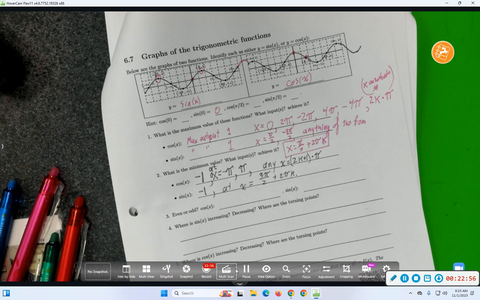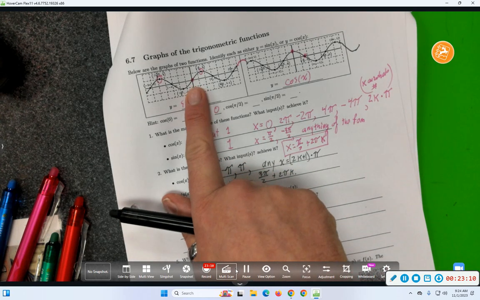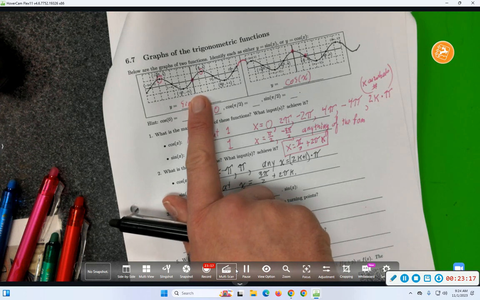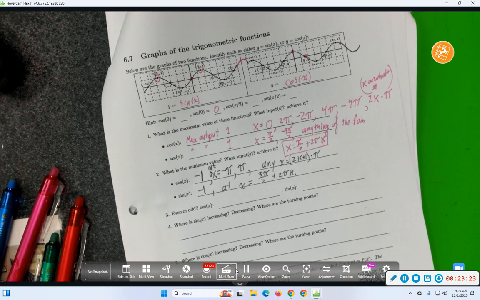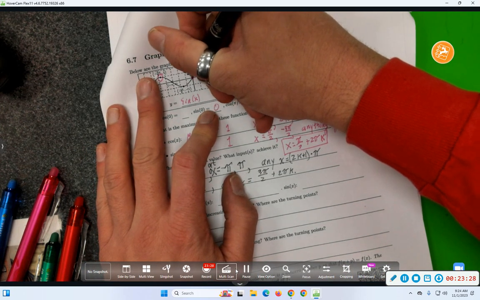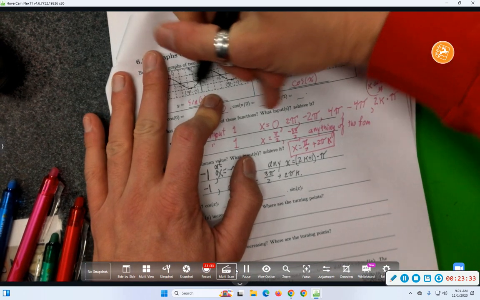All right, even or odd. Let's look at sine forced. Even or odd. How do we check for even or odd? Let's check for even forced. A function is even if you can reflect it over the y-axis and get the exact same function back. Reflect this over the y-axis. Do you get the exact same function back? All right, so not even.